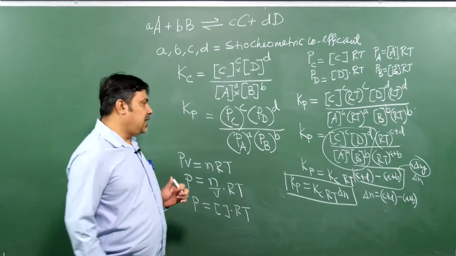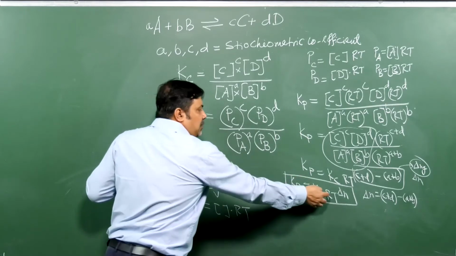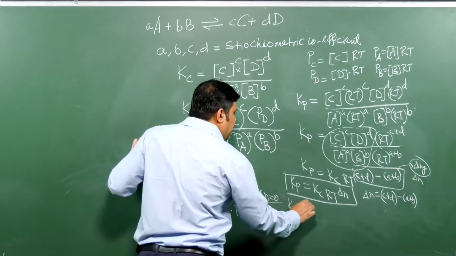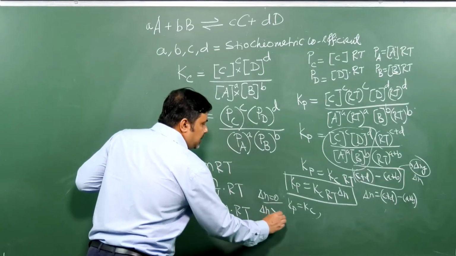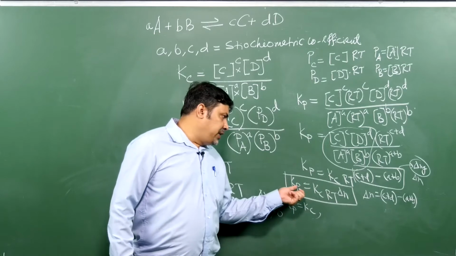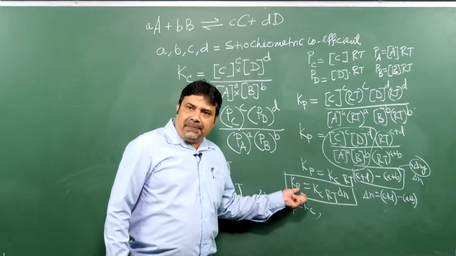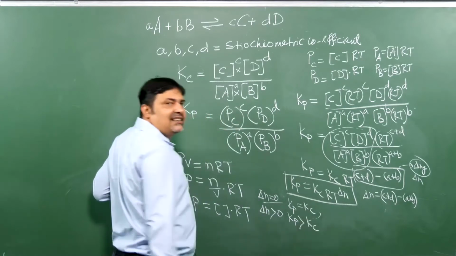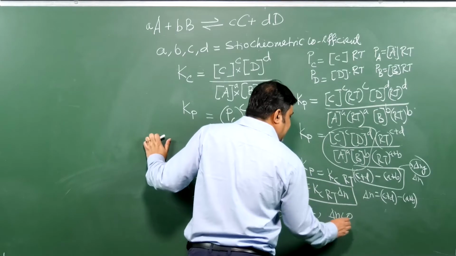Now if delta N is equal to 0, then RT to the power 0 means 1. So then Kp will be equal to Kc. If delta N is greater than 0, that means positive, then Kp will be equal to Kc times something. If you multiply something with Kc, then only it will be equal to Kp. So Kp will be greater than Kc.